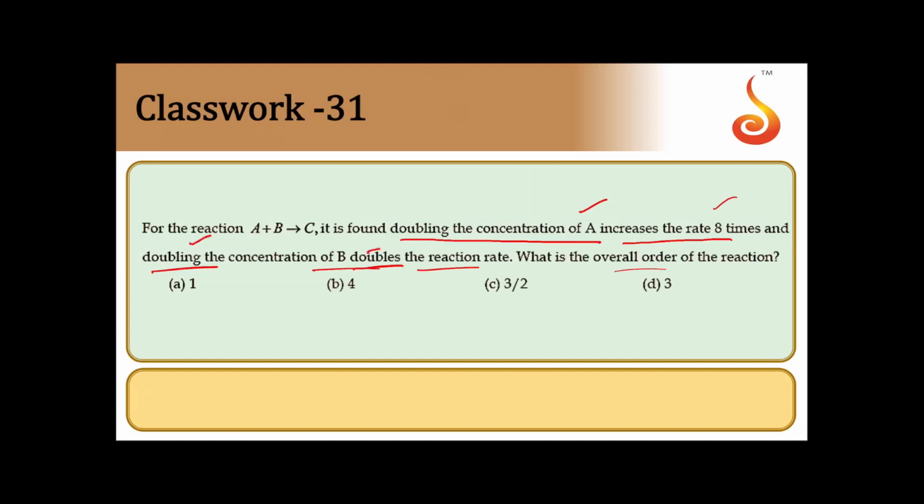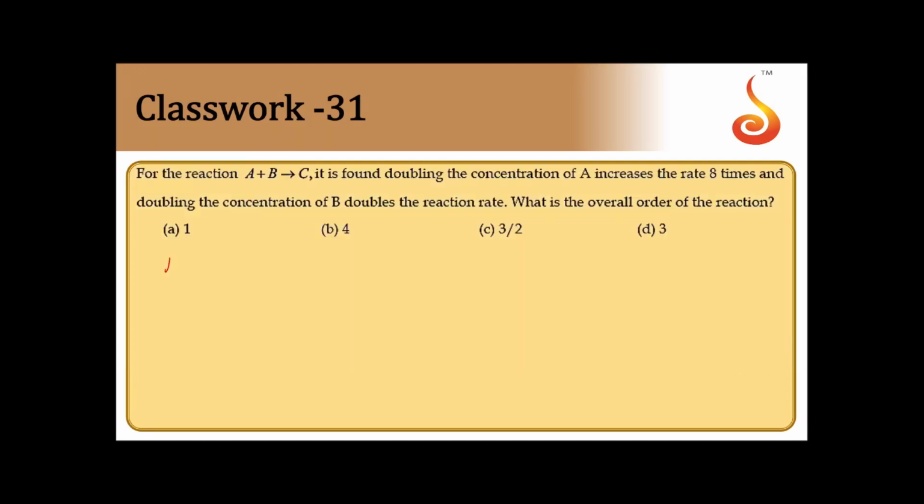Let us write the rate law now. So R is equal to the rate constant K into A to the power of X and B to the power of Y, where X and Y are the orders of reaction. Let us name it equation 1. Now, doubling the concentration of A, the rate is changing by 8 times. So 8R is equal to K into 2A to the power of X, B to the power of Y.